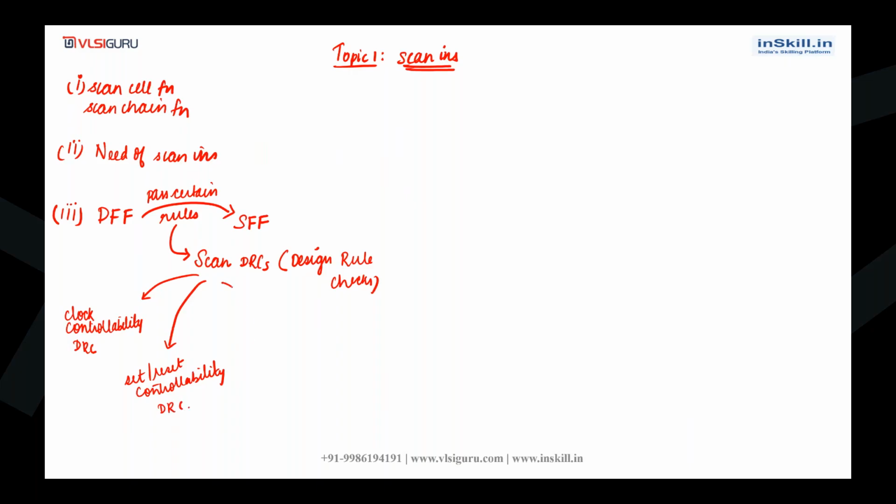Then we'll understand the potential race DRC, the feedback loop DRC, the X source DRC, and the bus contention DRC. These are the various DRCs. We'll understand all of them in our scan DRCs topic.